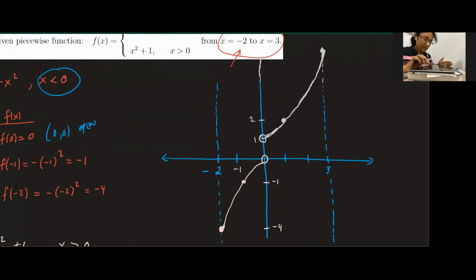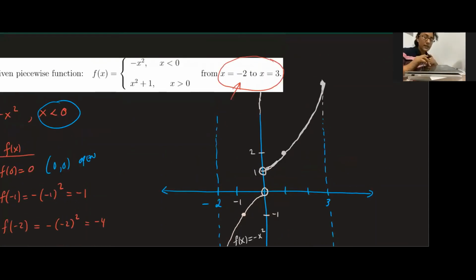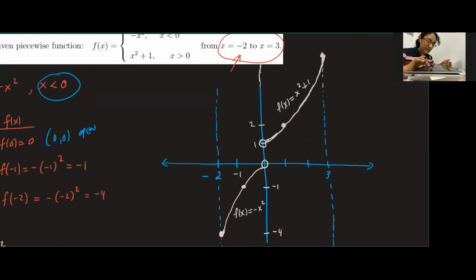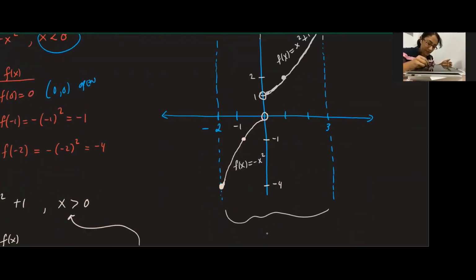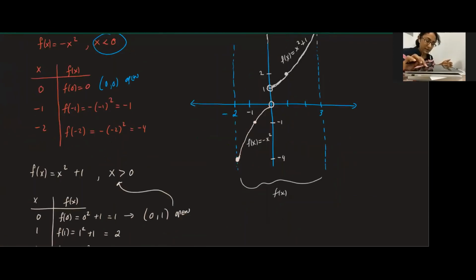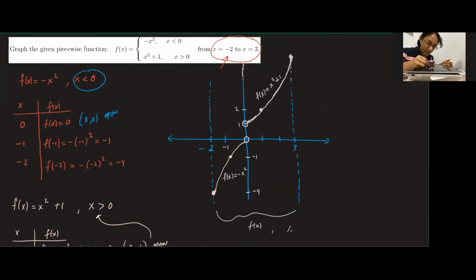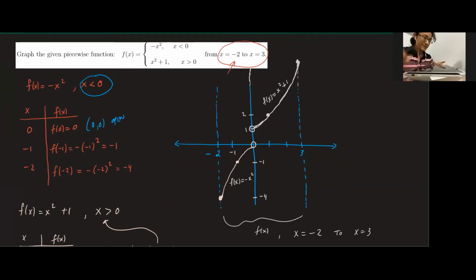So you can see that completes our piecewise graph. We have this half, which is f of x is equal to negative x squared. And then when x is greater than 0, we have f of x is equal to x squared plus 1. And keep in mind this entire function, f of x, only exists from x equals negative 2 to x equals 3. So beyond that interval, this graph doesn't exist. Okay, so that's it. I hope these examples help you to understand piecewise functions.